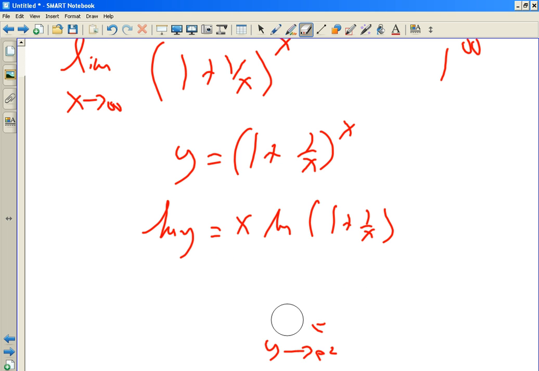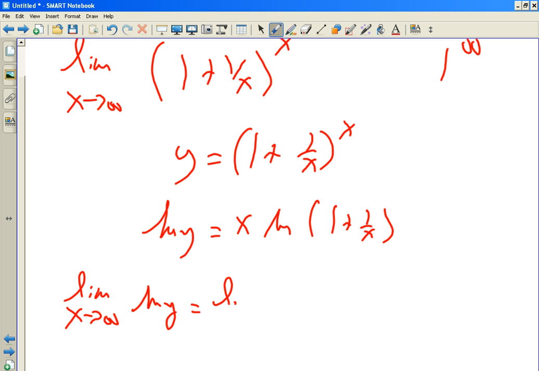I want to know what the limit of ln y is. All right, you'll see. So I'm rephrasing the question. I'm going to say, all right, what's the limit as x goes to infinity of ln y? In other words, the limit as x goes to infinity of x ln quantity 1 plus 1 over x. Okay. Well, what format is this now? As x goes to infinity, 1 over x goes to 0. 1 plus 0 is 1. Ln of 1 is 0 times infinity. This is infinity times 0 again.